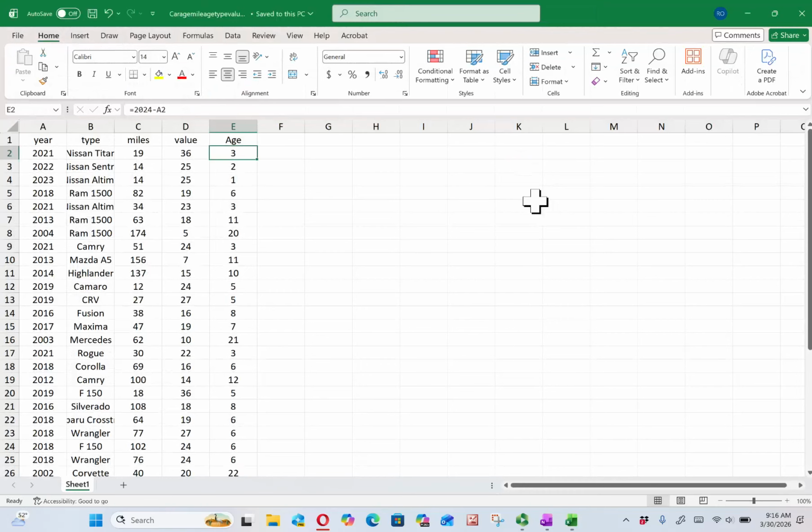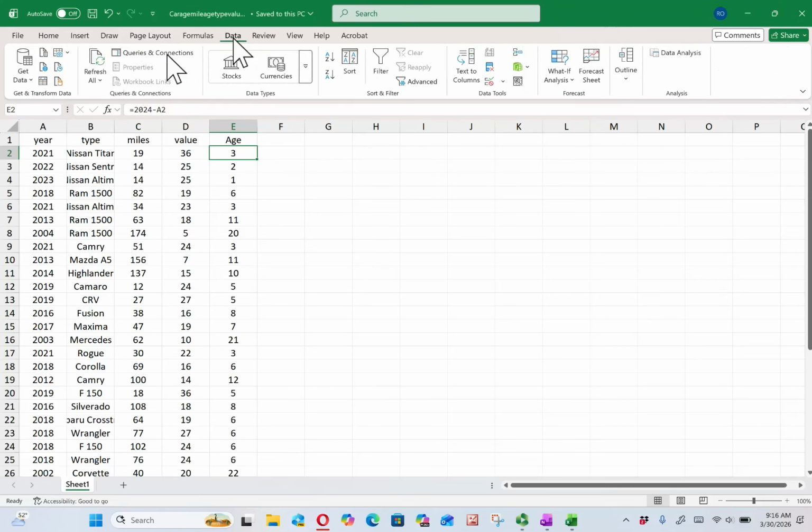And in this one, we want to know what affects the price more, the age or the mileage. So we're going to get the correlations for age and miles with value. And we're going to do this in a different way. Go to the Data tab. And have you got Data Analysis up on the top menu?